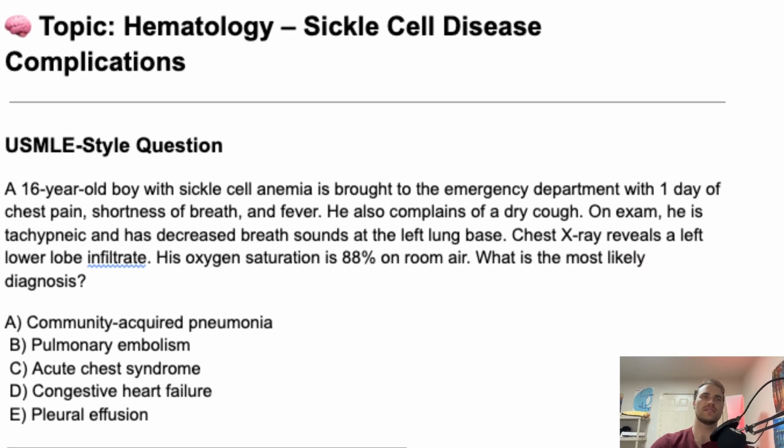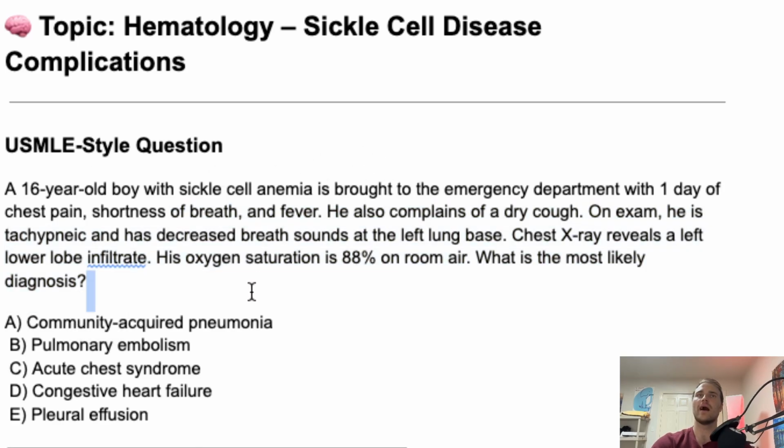So we know it's going to be sickle cell disease and some complications. And the question is, what complications of sickle cell present with chest pain, shortness of breath, and lung infiltrates? That's essentially what our question stem is going to be getting at here. And we know the treatment is going to be IV fluids, pain management, and antibiotic therapy with ceftriaxone and azithromycin.